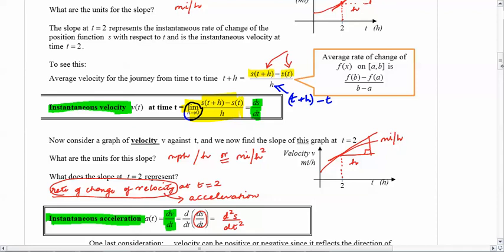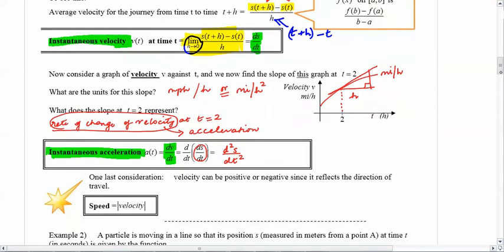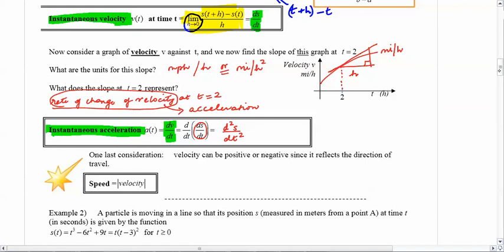And then one quick final consideration. Velocity can be positive or negative since it reflects the direction of travel. So if you're going in the positive direction of travel, then your velocity would be positive. Going in the opposite direction would be negative. In everyday language, though, we don't normally consider that. We use the concept of speed, where speed is defined as being the absolute value of the velocity.